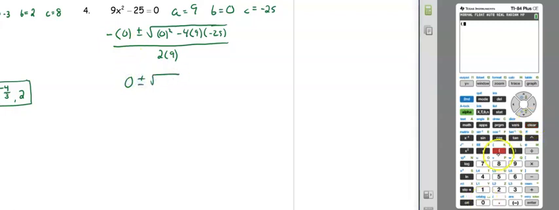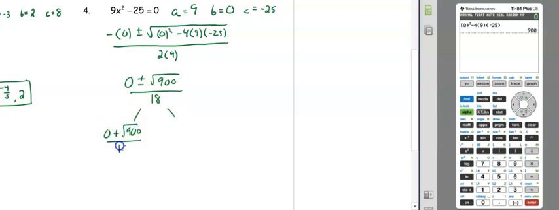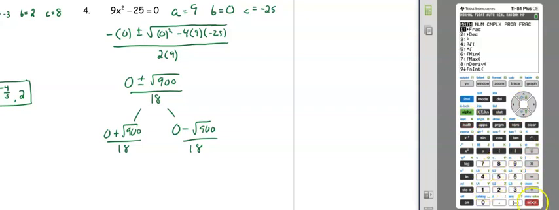We're going to do parentheses 0 squared minus 4 times 9 times negative 25, which gets us 900. And we have 2 times 9, which gets us 18. When we split this into two answers, we are going to have 0 plus the square root of 900 divided by 18, and 0 minus the square root of 900 over 18. So we have 0 plus the square root of 900 divided by 18. It's a decimal, math, enter, enter. That's going to be 5/3.